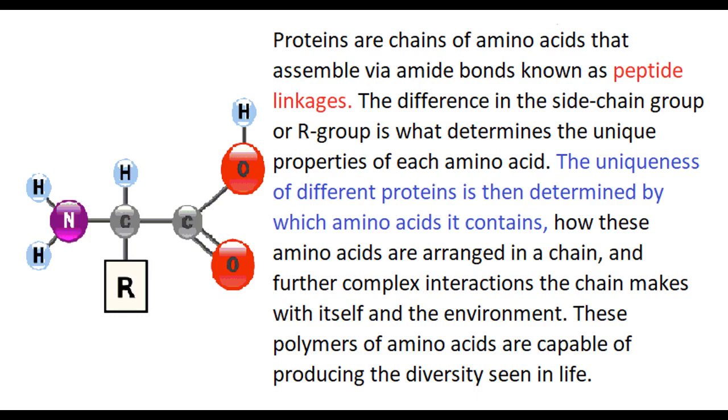Proteins are chains of amino acids that assemble via amide bonds known as peptide linkages. The difference in the side chain group, or R group, is what determines the unique properties of each amino acid. The uniqueness of different proteins is then determined by which amino acids it contains, how these amino acids are arranged in a chain, and further complex interactions the chain makes with itself and the environment. These polymers of amino acids are capable of producing the diversity seen in life.